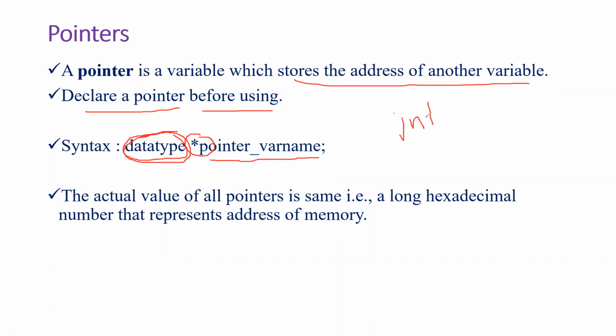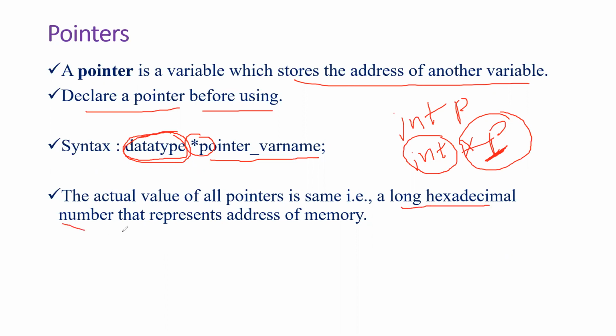See, if you write it like this, int p, it is a normal variable. But if you write it like this, int *p, it represents a pointer variable which is going to point to a variable of integer type. And as you can see, the pointer variable can be of any type, and the value it stores is only the address, which is a long hexadecimal number representing the address of memory.